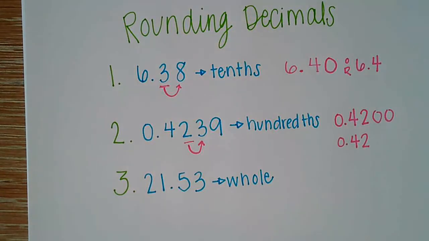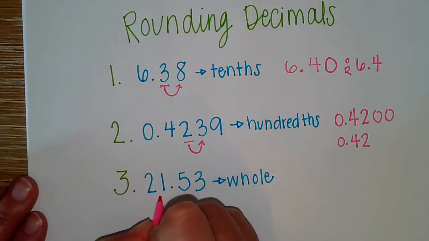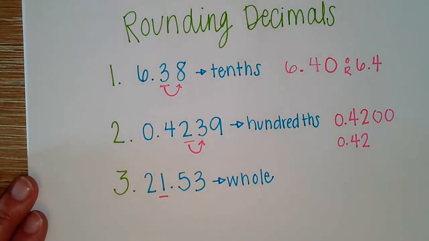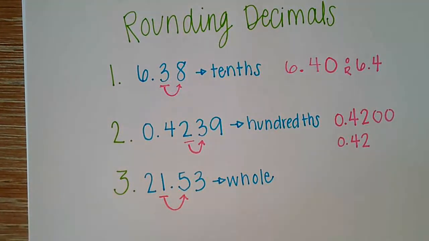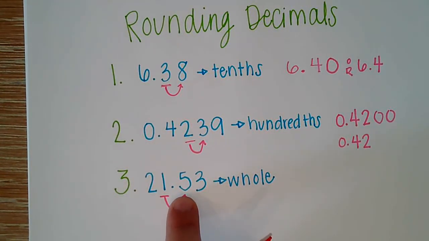One more example here. We've got 21 and 53 hundredths, and we want to round it to the nearest whole. When it says round to the nearest whole, that means we want to round it to the nearest whole number so there are no more decimals. So the whole would be that ones place. We underline that ones place and look one space to the right. Now, everything after that 5 does not matter. The only thing that matters is the number directly next to it, directly to the right.